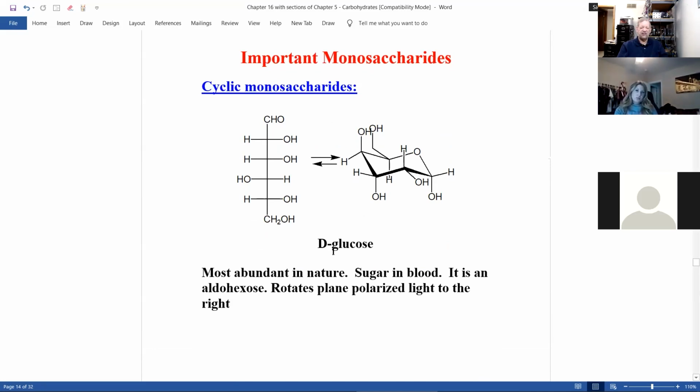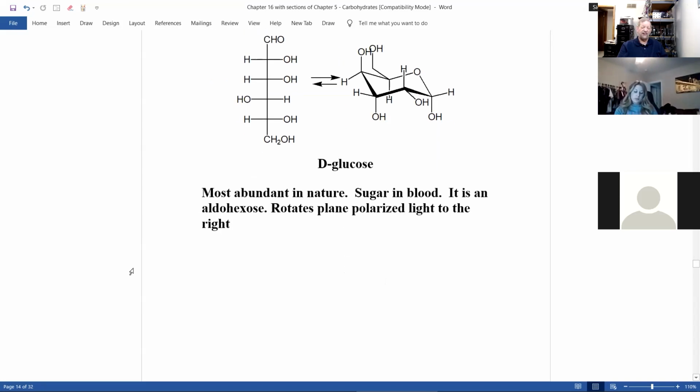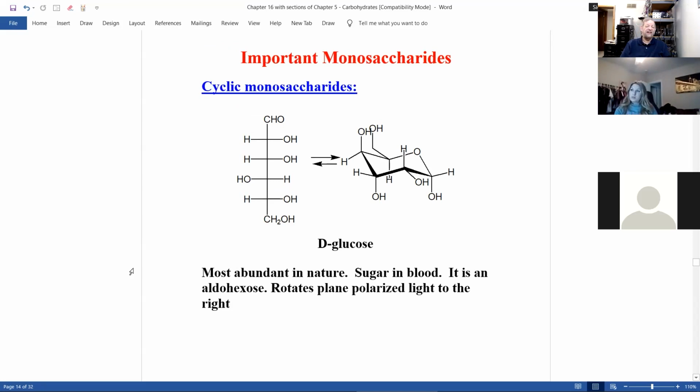But first, let's talk about D-glucose. D-glucose can exist in either form, and I'll explain how in a little while. On the left is the acyclic form, not in a ring, and B is the cyclic form on the right. Now, this is D-glucose, and I'll never ask you the structure, but I decided to tell you, it's the most abundant sugar in nature. It's the sugar in your blood. It's an aldohexose, which I'll never ask, but it just so happens it rotates plane polarized light to the right.